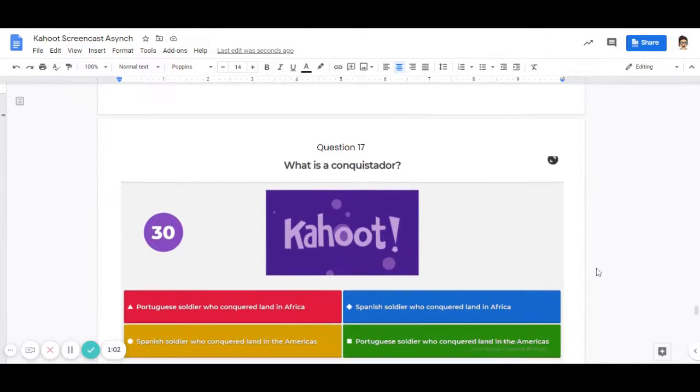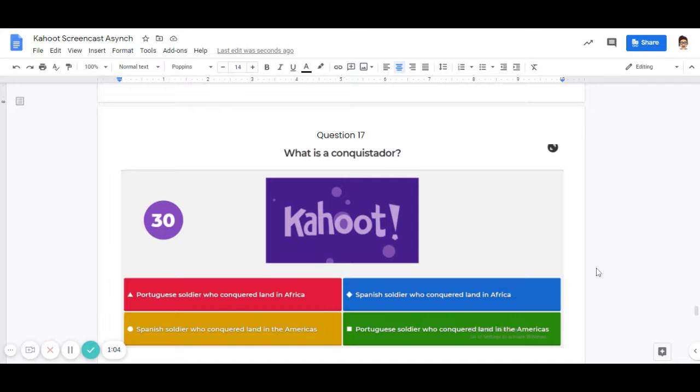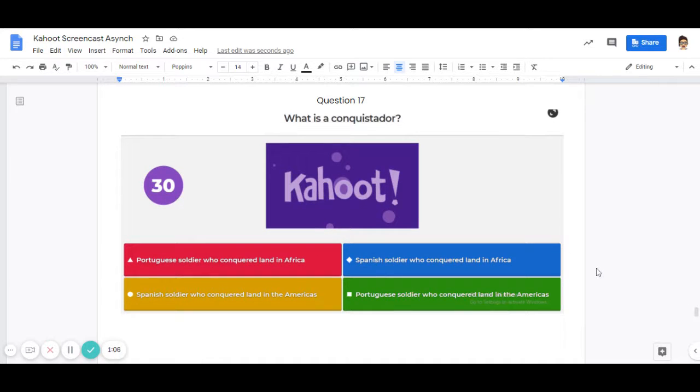Number 17, what is a conquistador? Now, there are lots of options that are very similar, but the answer is the yellow circle. They are Spanish soldiers who conquered lands in the Americas. So they came from Spain, not Portugal, and they went to the Americas so that they could conquer the land and get goods.